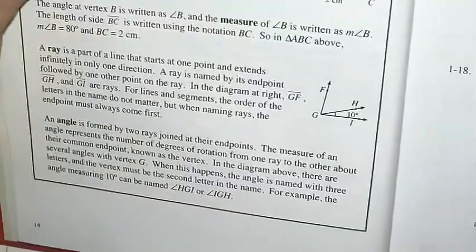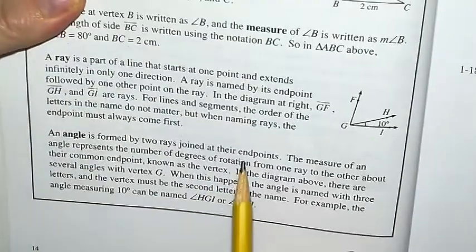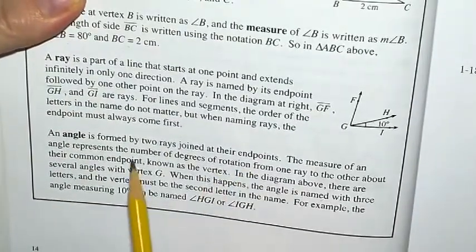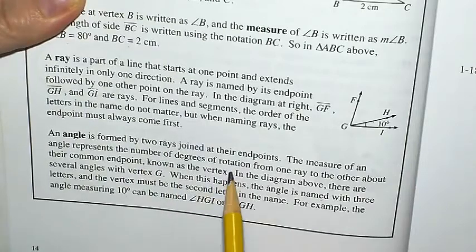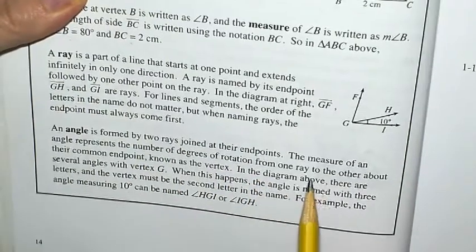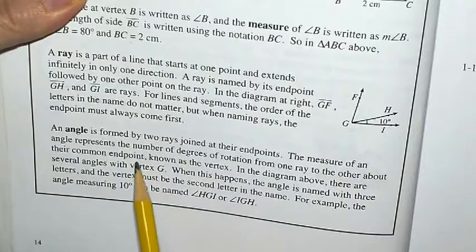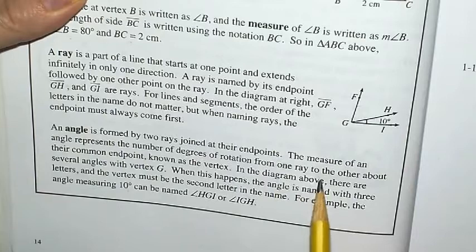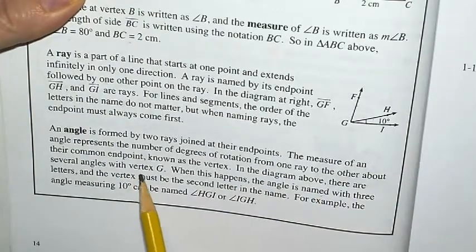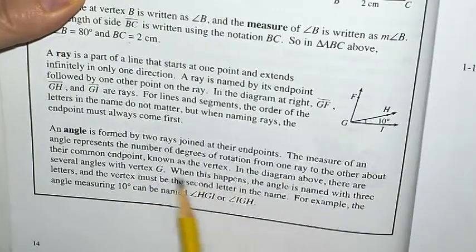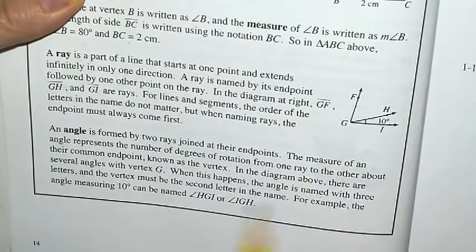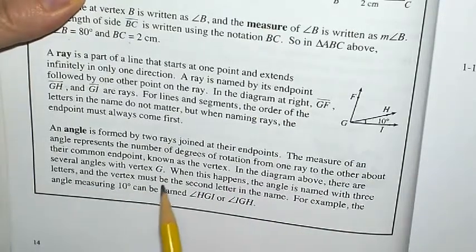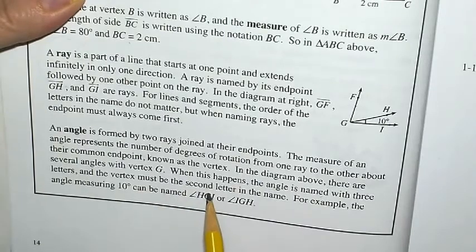But I am going to read this part right here. An angle is formed by two rays joined at their endpoints. The measure of an angle represents the number of degrees of rotation from one ray to the other about their common endpoint, known as the vertex. In the diagram above, there are several angles with vertex G. When this happens, the angle is 3 letters, and the vertex must be the second letter in the name.